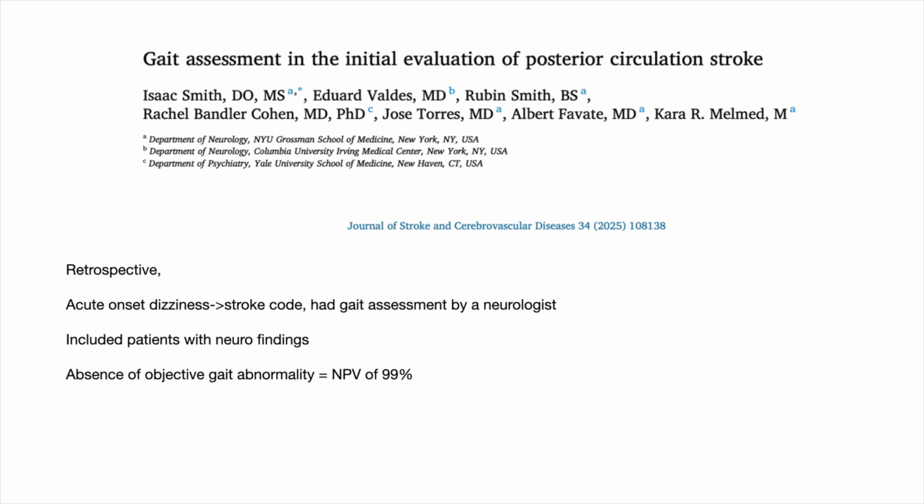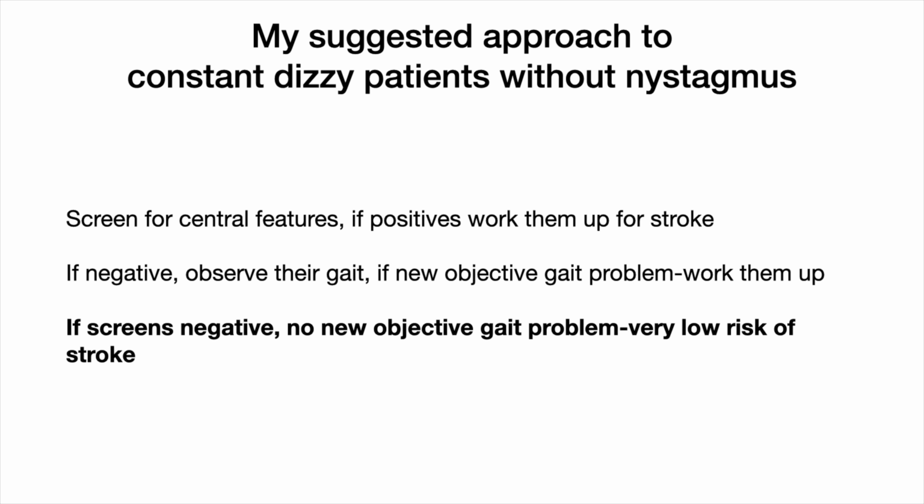Now this recent paper by Smith was a retrospective study that looked at patients with acute onset dizziness who had a stroke code called on them and had an assessment by a neurologist of their gait. They included patients who did have neuro findings, and they found that if you didn't have an objective gait abnormality, that had a negative predictive value for stroke of 99%. This is probably the best evidence I've seen that if you do have a constantly dizzy patient without nystagmus who screens negative for central features and has no objective gait difficulty, they probably are at a very low risk of stroke.